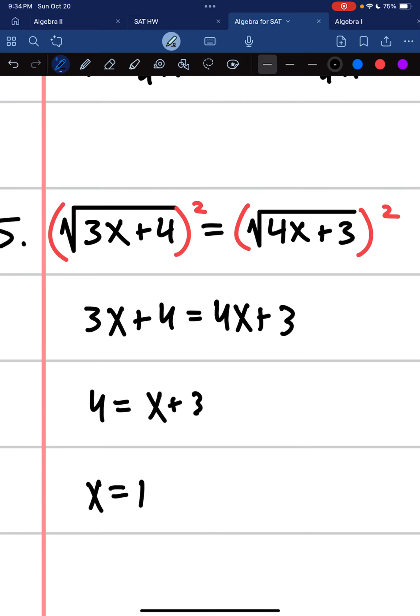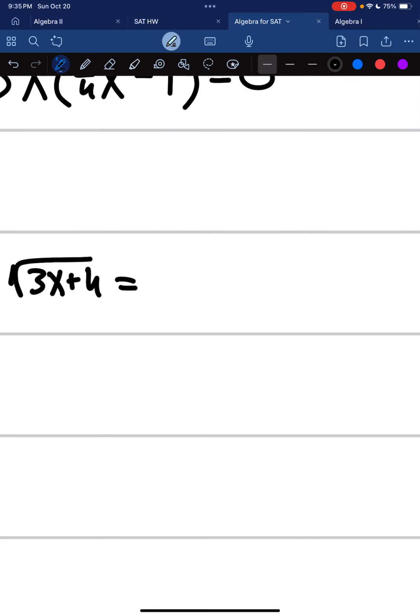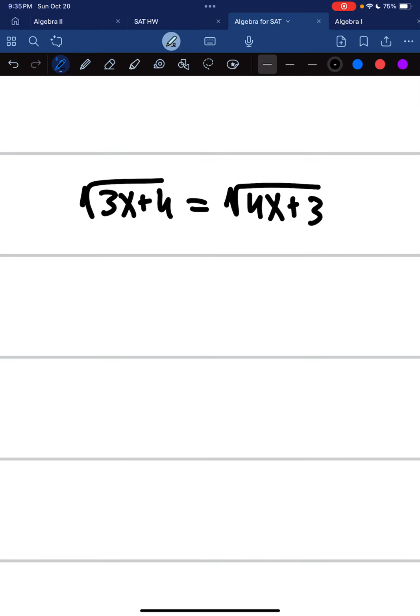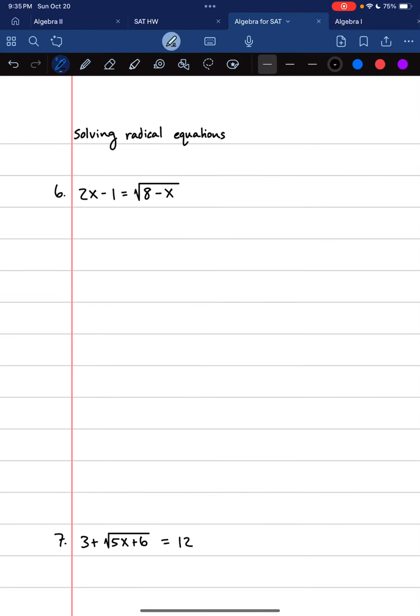Now I can plug that back into my original equation. So my original equation is root of 3x plus 4 equals root of 4x plus 3. If I plug in x equals 1, I get the square root of 7 equals the square root of 7, which is true, so that solution works. Okay, now let's talk about what extraneous solutions are.